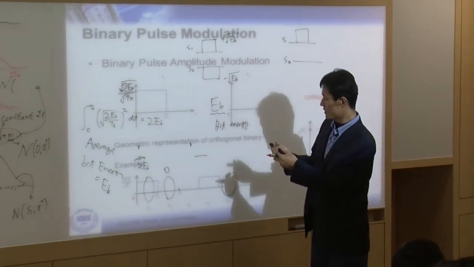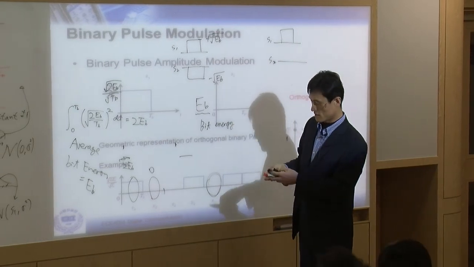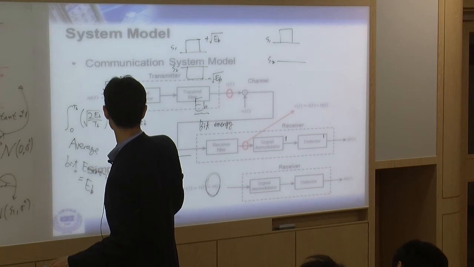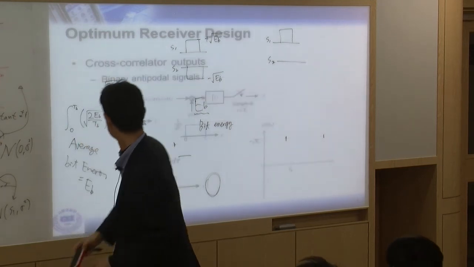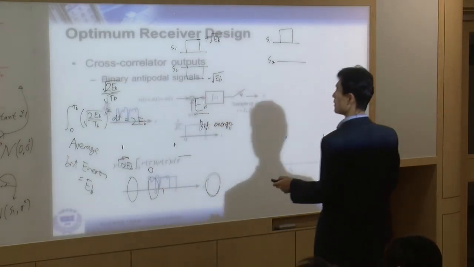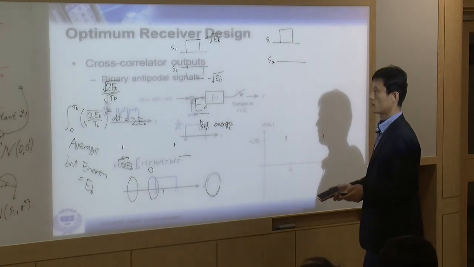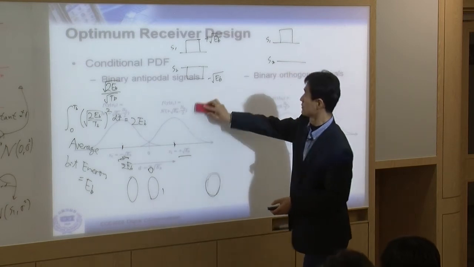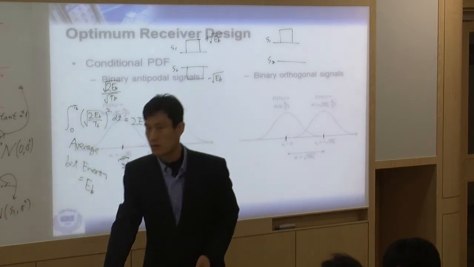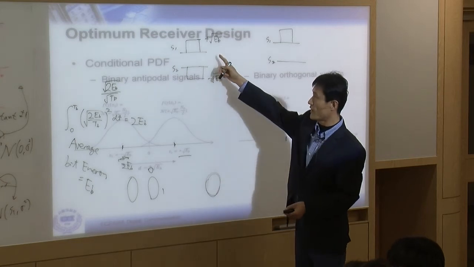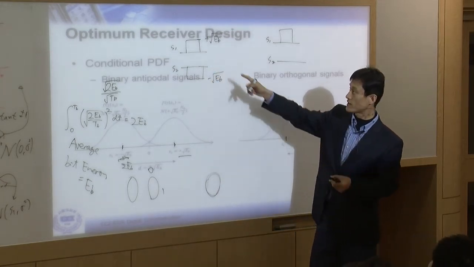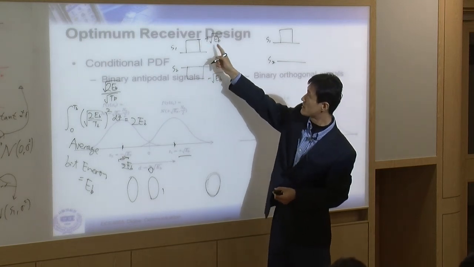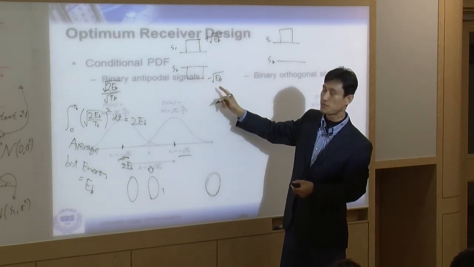So put that all together. Now this is the case. Okay, so going to here. So this is a case of antipodal signals. In antipodal signals, we are transmitting this symbol or that symbol. This symbol has this amplitude. That symbol has that amplitude.